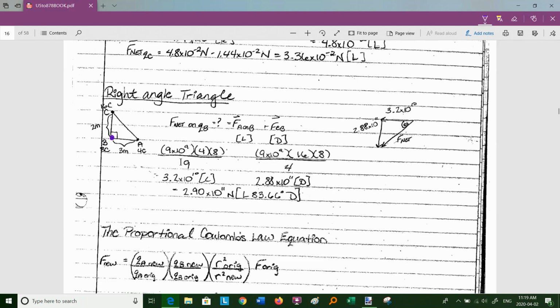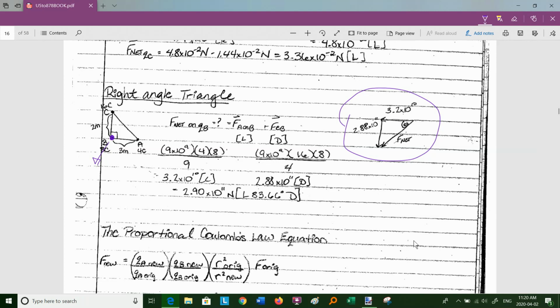So you get your components: to the left, 9 by 10 to the 9 times 4 times 8 over 3 squared. So that's to the left. And down you've got 9 by 10 to the 9 times 16 times 8 over 4 squared. And then you just do your Pythagorean theorem, your angle, and you see that left, then down. So you're being pushed somewhere like this, right? One's pushing down, one's pushing to the left. So your B charge is moving somewhere like that.